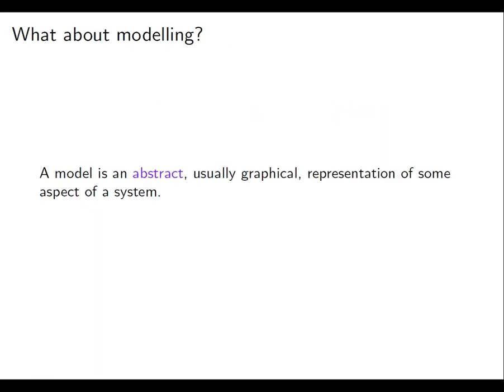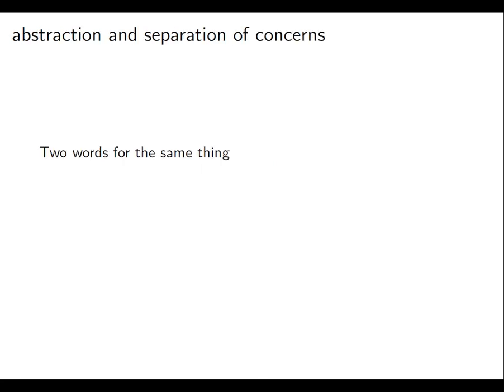So turning to models, here is my favourite one-sentence definition of a model, which I've been using for some decades now, and here is this word abstract again. A model is an abstract, usually graphical representation of some aspect of a system. And the word abstract gets there because separation of concerns is so important to us. In fact, going further, abstraction and separation of concerns are really two words for the same thing.